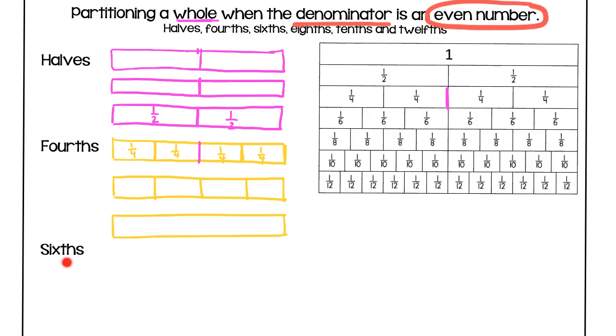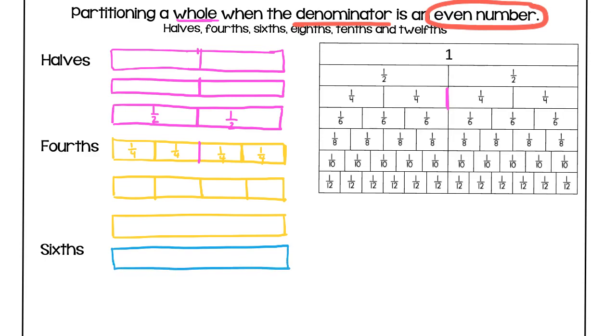All right, now we have sixths, and sixths have an even number in the denominator. So we're going to have the same kind of situation here. Because we have an even number, we're going to first draw our whole.